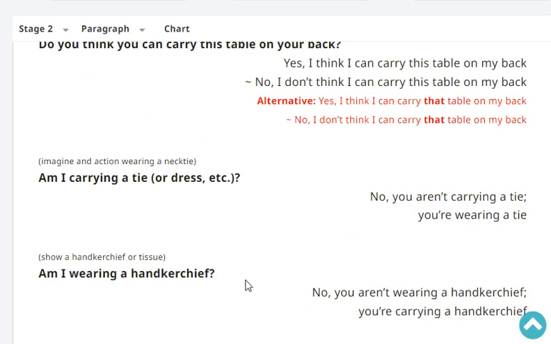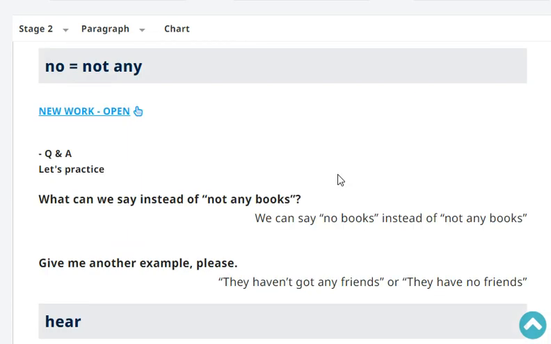Am I carrying a shirt? No, you aren't carrying a shirt. You're wearing a shirt. Very good. Am I wearing a watch? No, you aren't wearing a watch. You are carrying a watch. Very good.